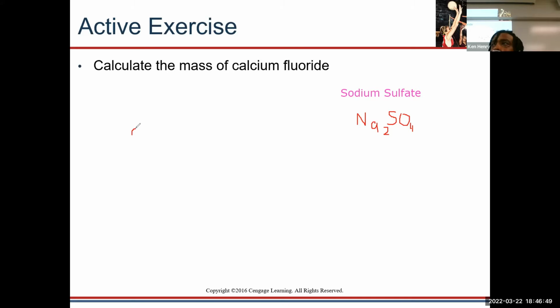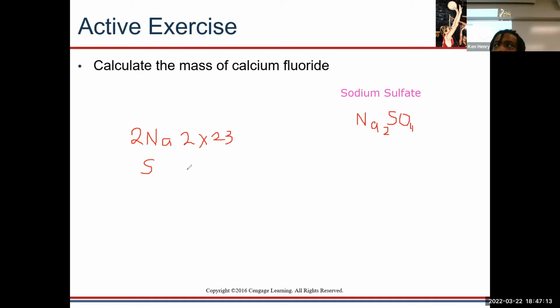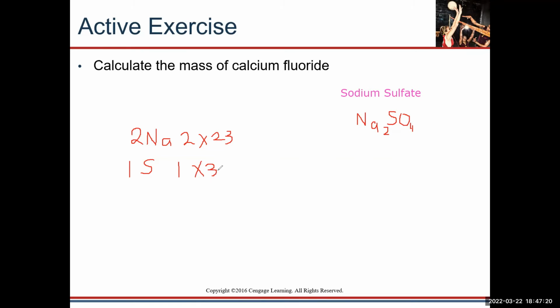How many Nas do we have? So we have 2 Nas. Na weighs 23. So 2 times 23. How many sulfurs do we have? 1, right? Okay, so sulfur weighs 32.